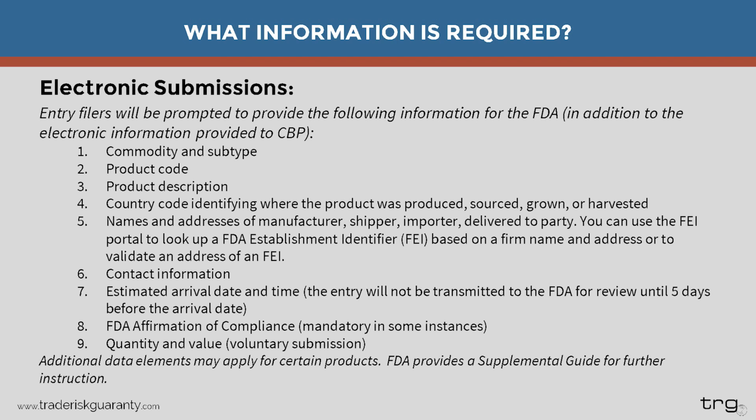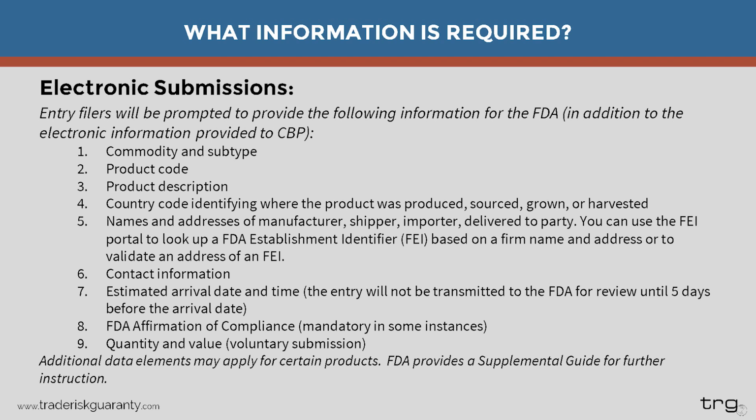So the information required is the following: commodity type and subtype, product code, product description, country code identifying where the product was produced, sourced, grown, or harvested, names and addresses of the manufacturer, shipper, importer, delivered to party. You can use the FEI portal to look up a FDA establishment identifier, which is what FEI means, based on a firm name and address, or to validate an address of an FEI. So that is one portal that you can use to kind of help you in that process.